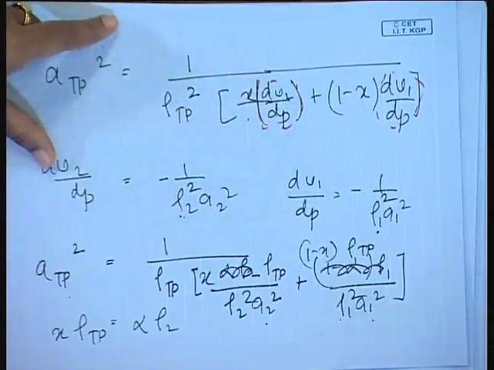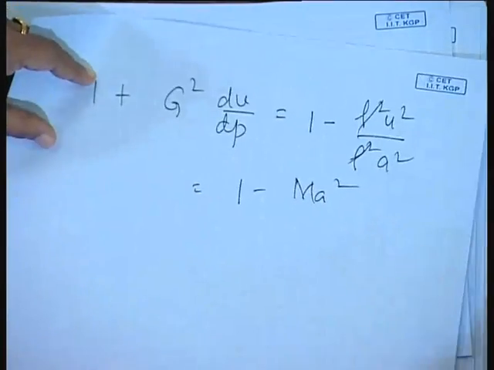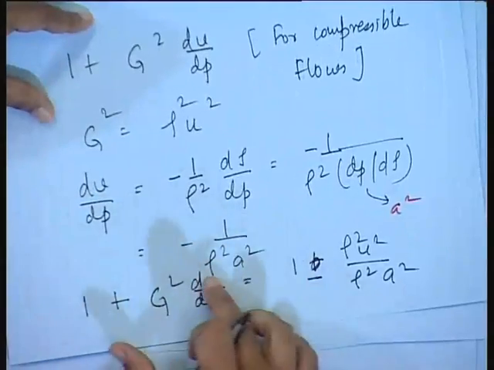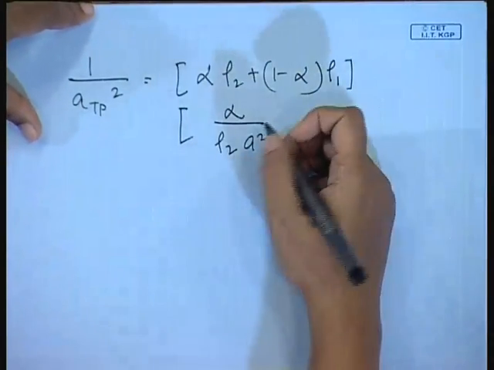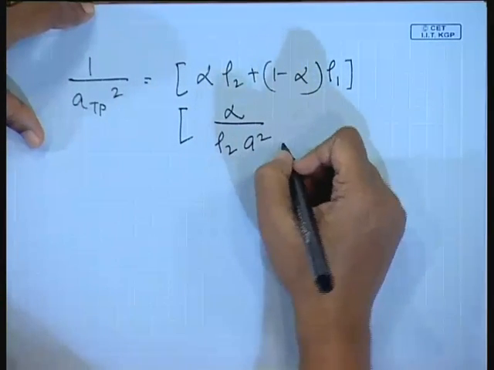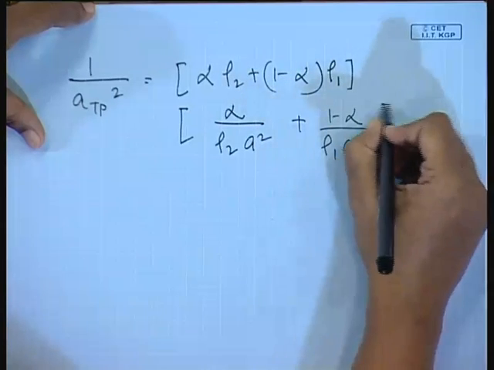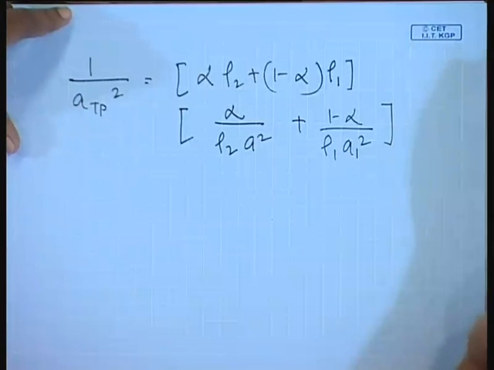Okay, I had already deduced this, I believe. See here itself, I had deduced rho square. So, this was the thing, dv dp equals minus 1 by rho square a square. So, from there it had emanated. So, I find that a T p square equals alpha rho 2 a 2 square plus 1 minus alpha rho 1 a 1 square. Okay. So, this is the expression which I have obtained.